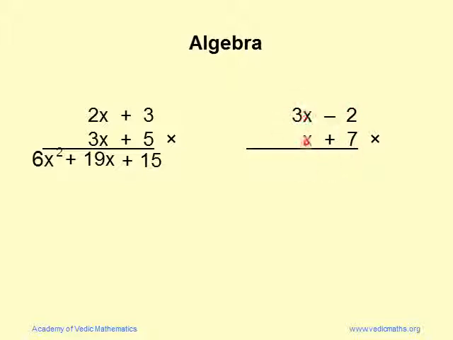Leftmost, 3 times 1 is 3: 3x times x is 3x squared. In the middle, it's multiply crosswise and add. 3x times 7 is 21x, and x times minus 2 is minus 2x. 21x minus 2x is plus 19x, so the middle is 19x. And the rightmost is minus 2 times 7, which is minus 14. So the rightmost term of the answer is minus 14.